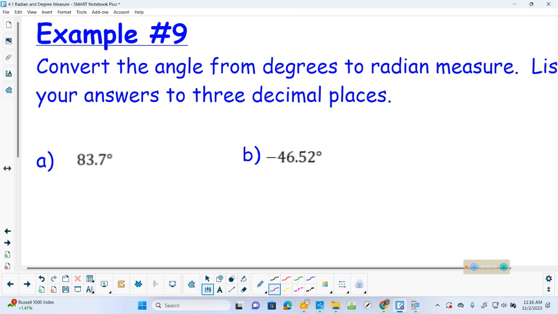This whole page is calculator work, this last page. Convert the angle from degrees to radians. So pi over 180 again. Now, it's more of the same, but notice it says to use your calculator and round to 3 decimals. So now you are using the pi button on your calculator. So multiply these together, 83.7 times the pi button, and then divide it by 180. And you are rounding, it says, to 3 decimal places. See what you got.